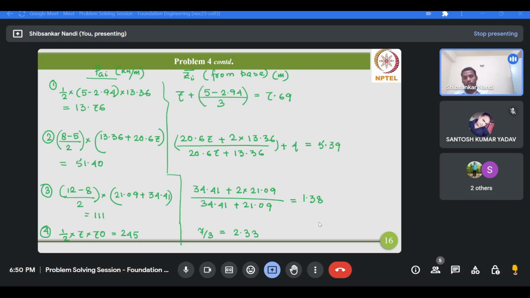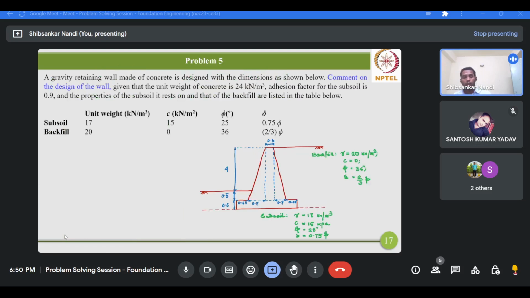Have you got all the values? I have listed here, okay? So you can calculate at your home and please let me know whether these values are correct or not. Okay.